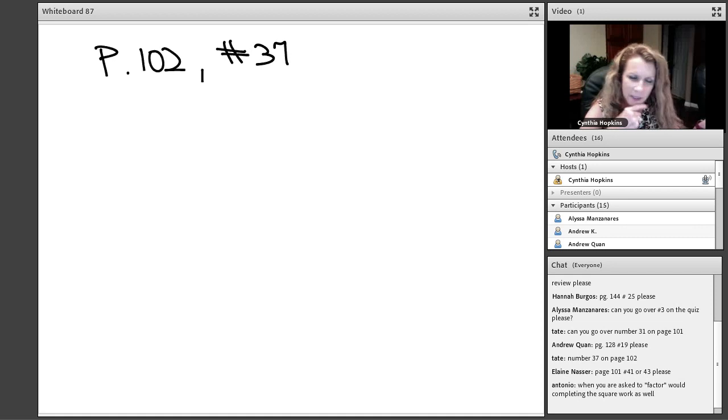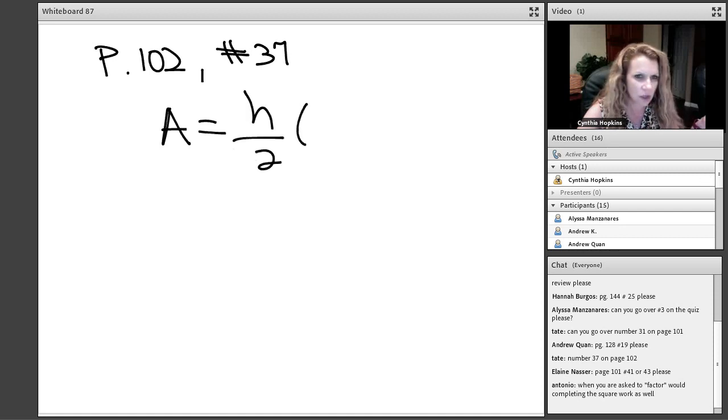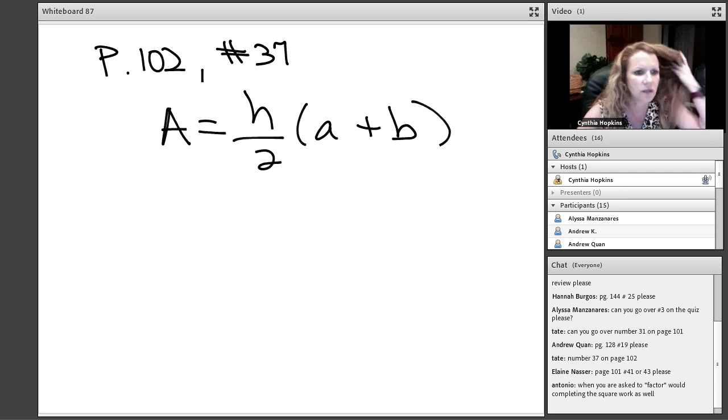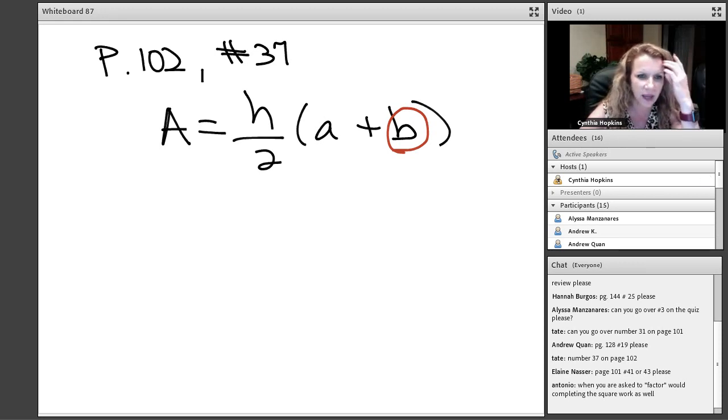So these are the problems I call the formula problems. They gave us a formula that's A equals h over 2, the quantity a plus b, and they're asking us to solve for little b. So I suggest on these problems, there's so many variables going on, circle the variable you're trying to solve for. It will kind of make your brain focus on that and say, okay, I'm trying to get that little b, lowercase b, all alone.